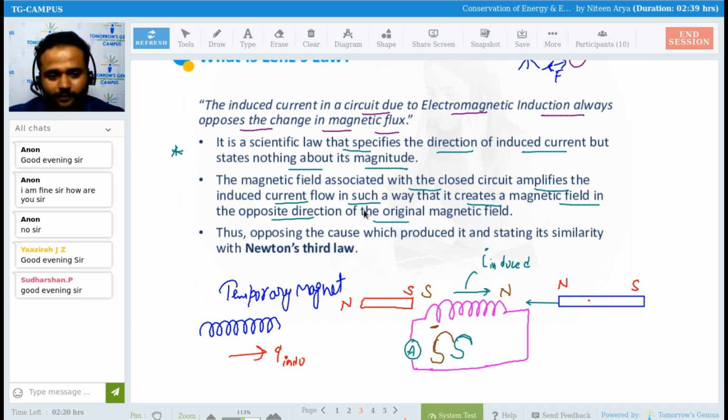So this is happening here, and that is why we say that the magnetic field, now read this particular line once again. The magnetic field associated with the closed circuit amplifies the current flow in such a way that it creates a magnetic field in the opposite direction of the original magnetic field. Clear? Because as you can see, here it is north, here it is south. So this particular coil having induced current creates a north pole on this side and a south pole on this side, opposite to this.